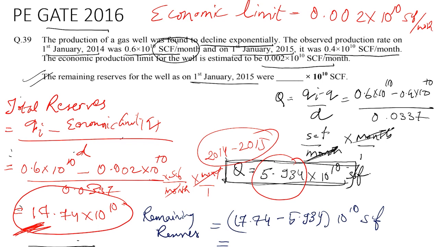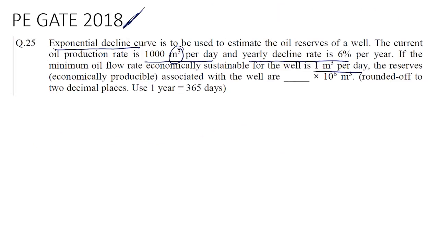Alright, so the answer turns out to be 11.8 into 10 to power 10 SCF. See, it's a very simple question. So this is the answer, 11.8 into 10 to power 10. It is also given as 1 meter cube per day. So we have to find the reserves associated with the well. Very simple question.